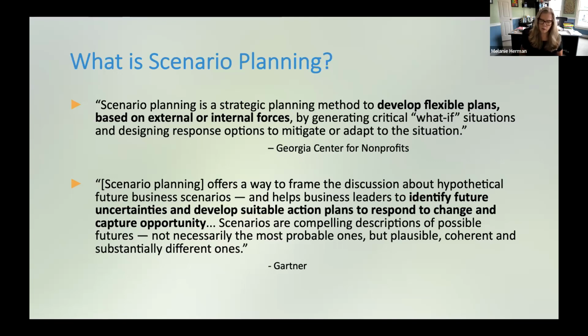I think too often when we think of a certain discipline in management, whether it's strategic planning or scenario planning, we imagine that it's a very clear roadmap on how to do something. When the truth is, I think so much of scenario planning is about having really candid, interesting conversations about the future. And the folks at Gartner also say that this is about identifying future uncertainties, things that may not be happening now, but could happen, and developing suitable action plans. I really like that language, suitable action plans.